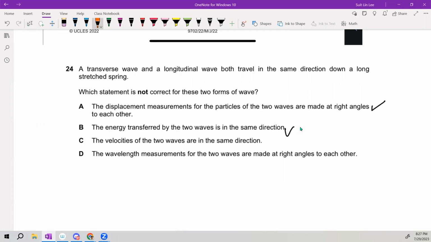Okay, so anyway, which statement is not correct for both forms of wave? I'm not quite sure what your confusion is. I guess drawing it will help. You have a transverse and a longitudinal wave traveling both in the same direction down a long stretch of spring. So instead of me drawing it in a very strange way, I shall find a picture on the internet. But we expect you to be able to recall it in your brains.